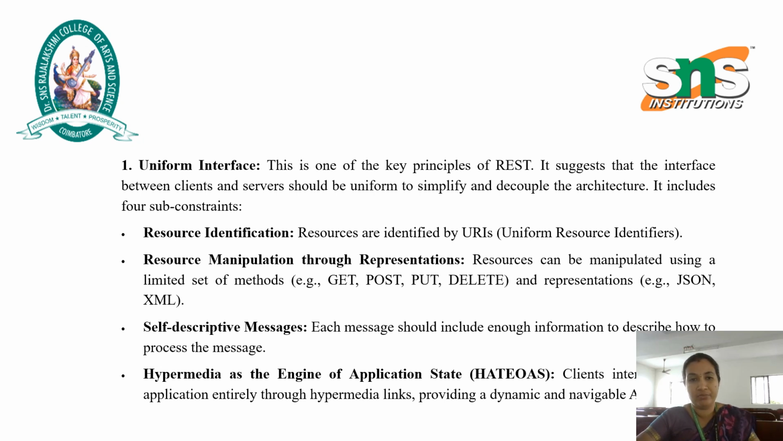The next one is the uniform interface. This is one of the key principles of REST. It suggests that the interface between clients and servers should be uniform to simplify and decouple the architecture. It includes four sub-constraints. The first one is resource identification. The second one is resource manipulation through representations. Third one, self-descriptive messages. Fourth one, hypermedia as the engine of application state.